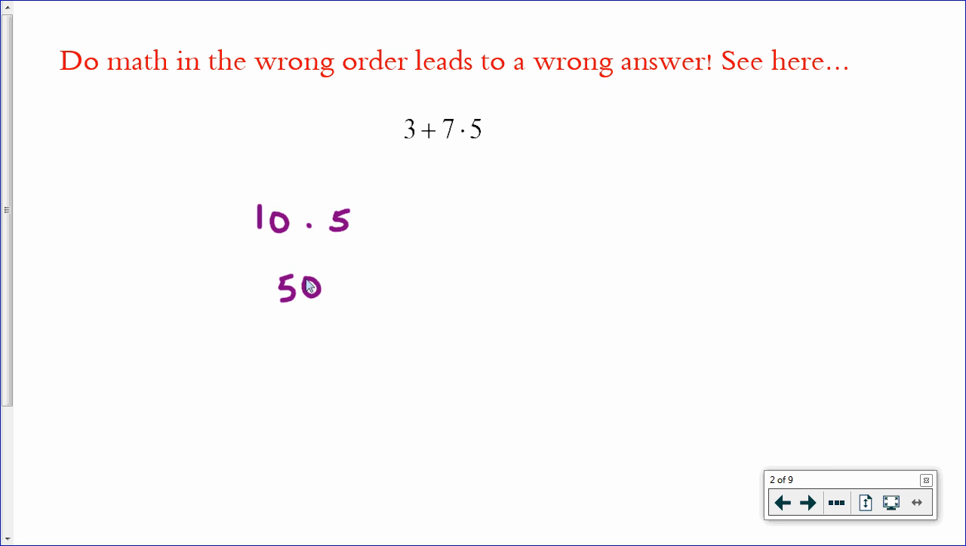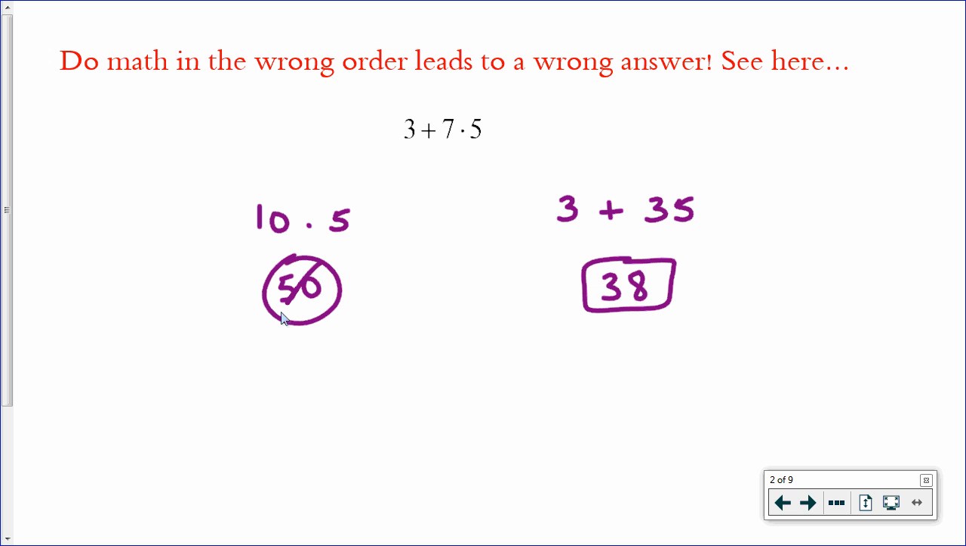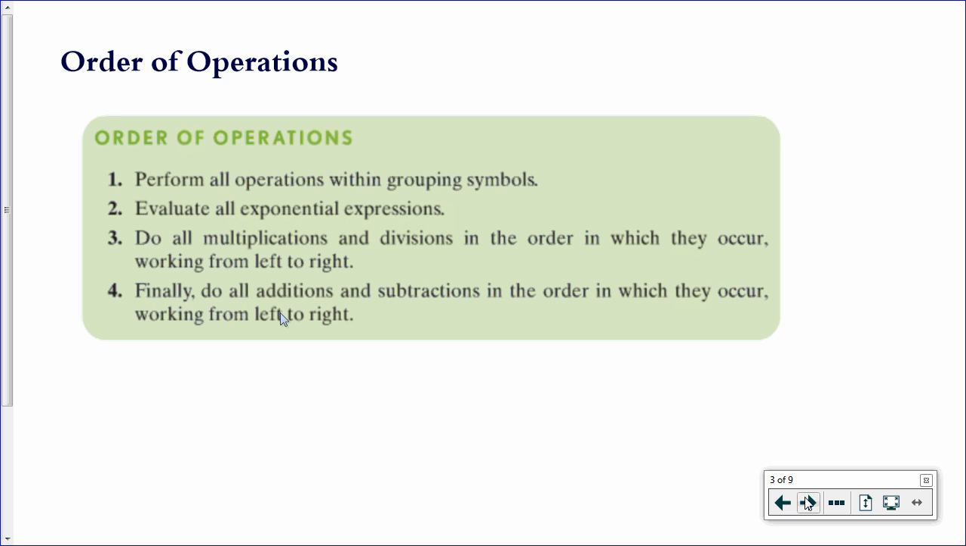If I do the multiplication first, which I'm supposed to, I'll end up with 3 plus 35, because 7 times 5 is 35, and when I add those together, I get 38. And indeed, this is the correct answer, and 50 is the incorrect answer, because you're supposed to multiply before you add. So to learn the order of operations, we follow these guidelines.